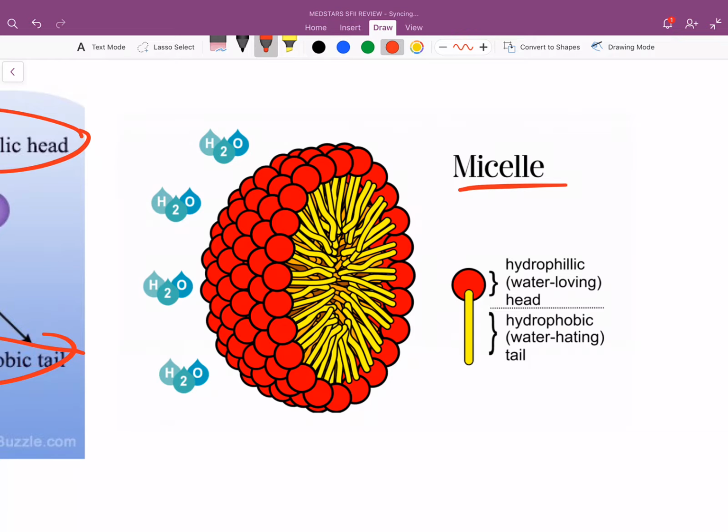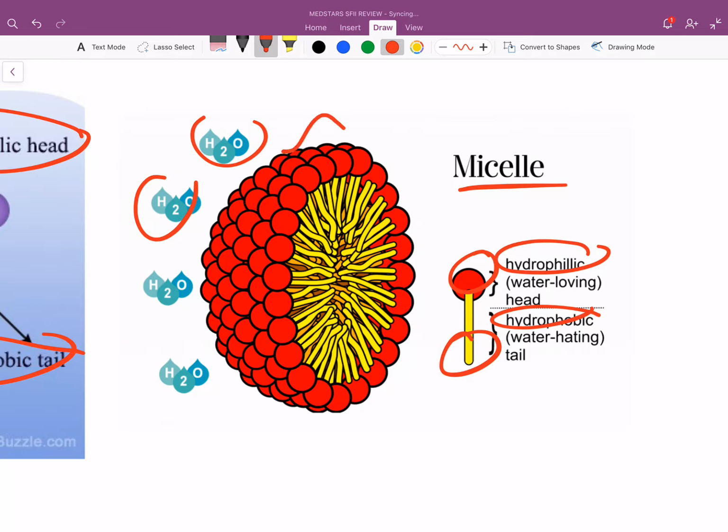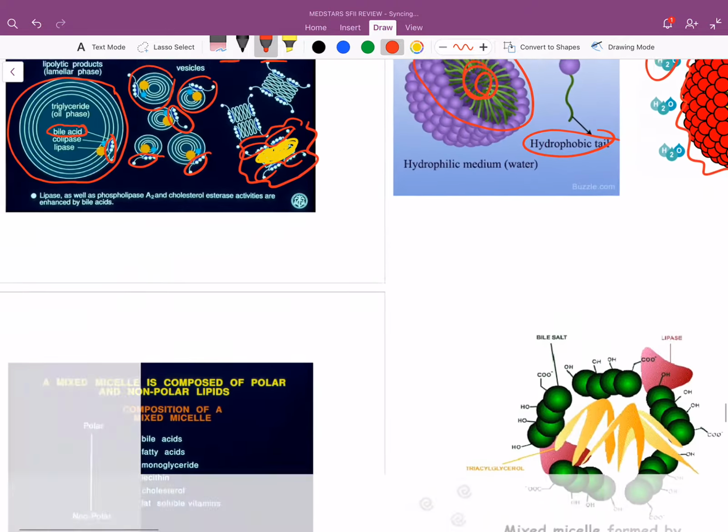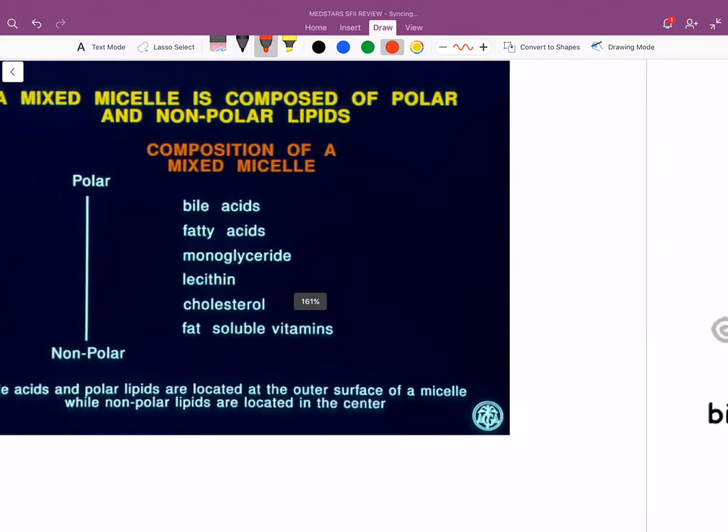And here's a better picture of a micelle. This is just a simple micelle, a really plain micelle. This is a micelle in the laboratory. You have the hydrophilic end, and then you have the hydrophobic end, and you can see the water is out here. So obviously the hydrophilic end is going to be outside, while the hydrophobic end stays inside. So that's how we get a mixed micelle.